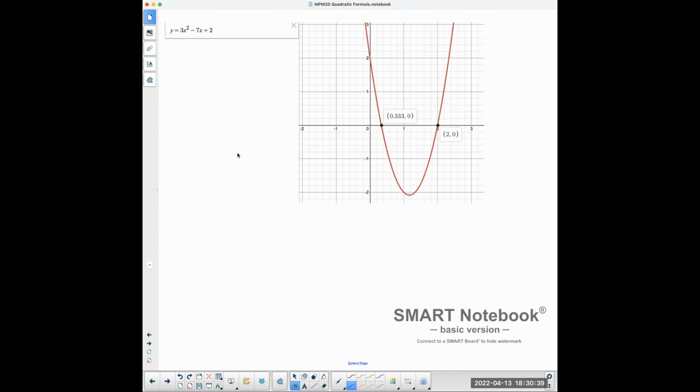Here I have a sketch of y equals 3x squared minus 7x plus 2. And as you can see, the two x-intercepts are 2 and 0.33333, which is going to be 1/3.